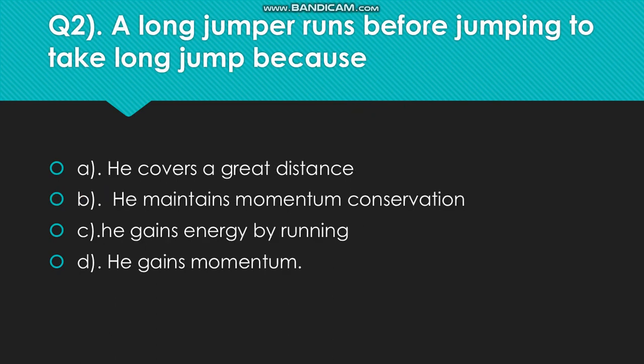Let's move ahead. A long jumper runs before jumping to take a long jump because he covers a great distance, he maintains momentum conservation, he gains energy by running, or he gains momentum. Obviously, option D is correct: he gains momentum. By running, his velocity increases, and by gaining velocity he can have a good momentum to jump. So option D is correct.